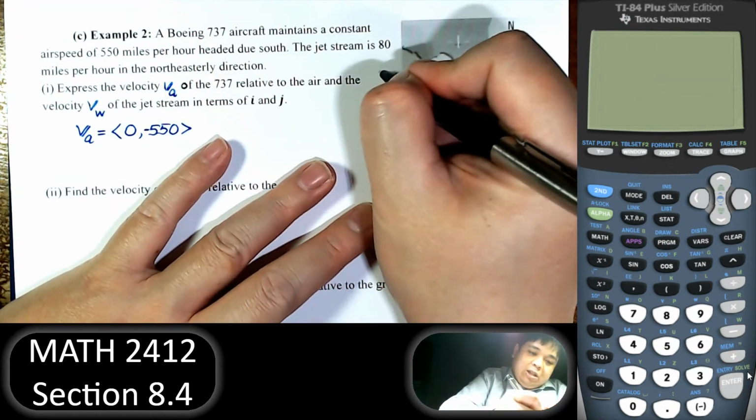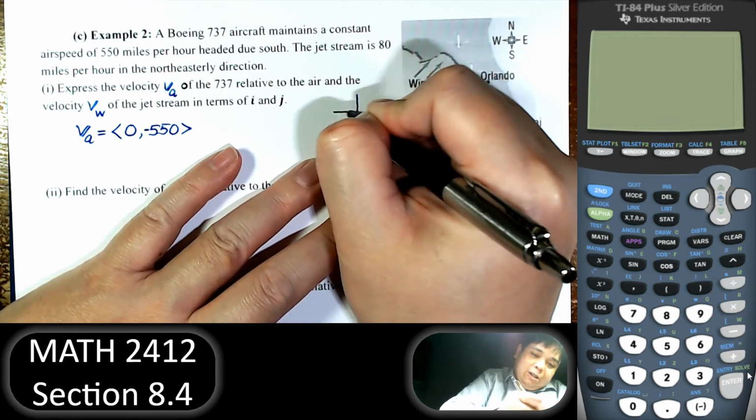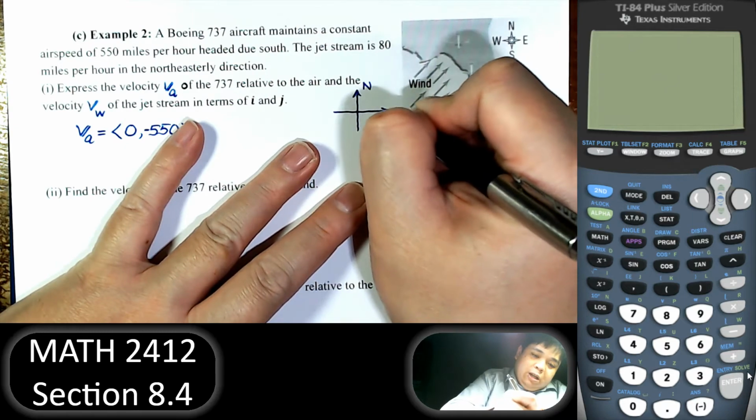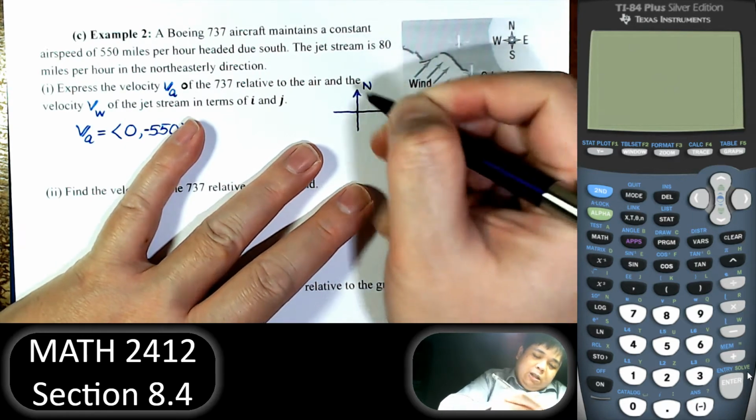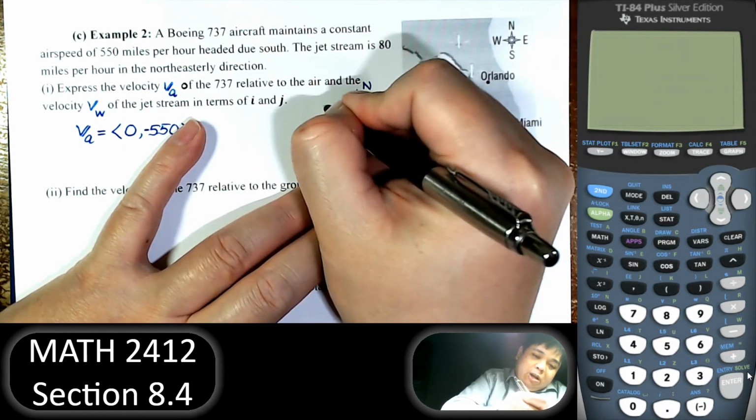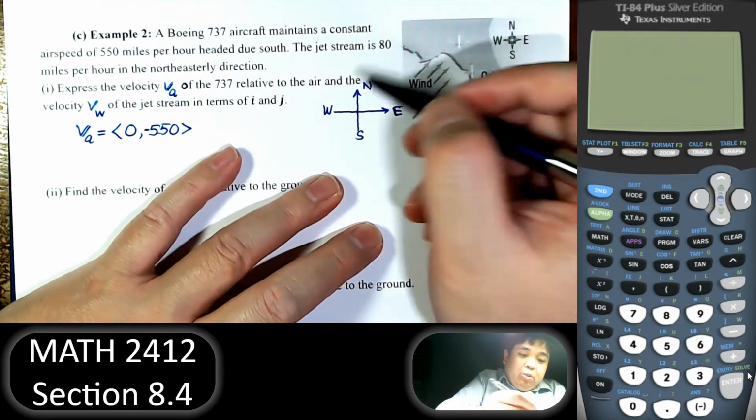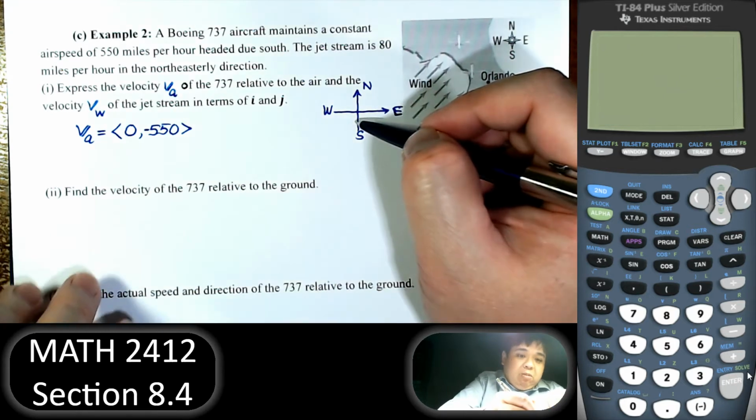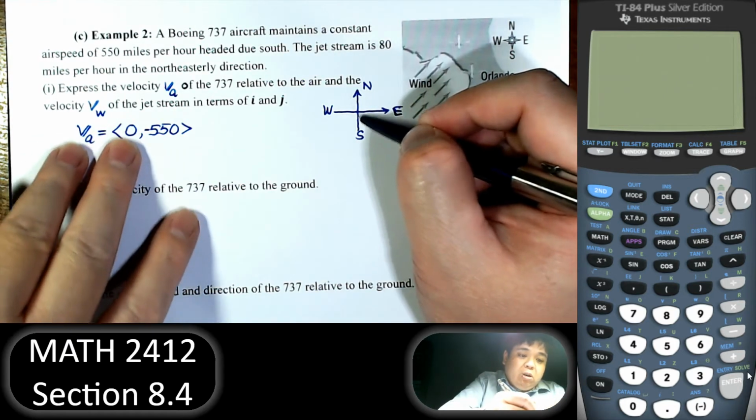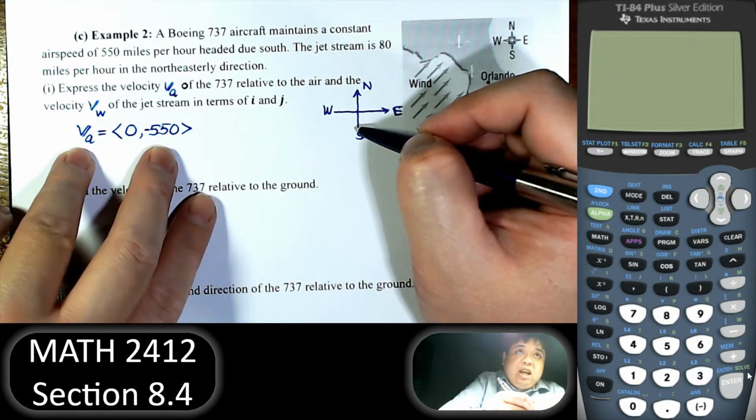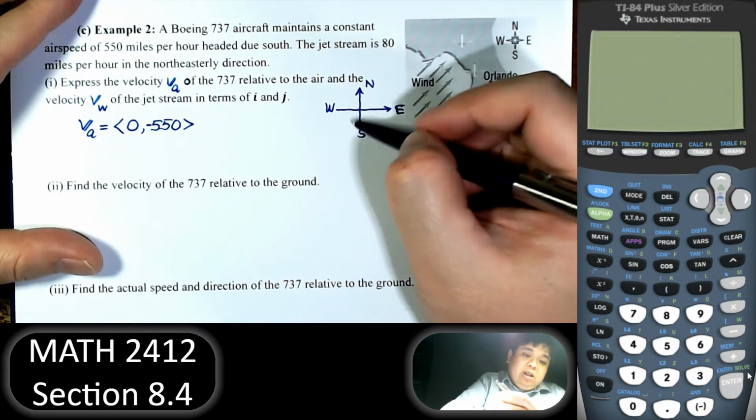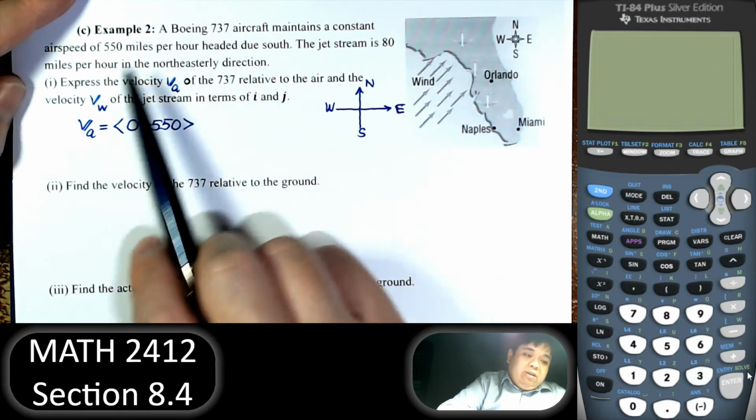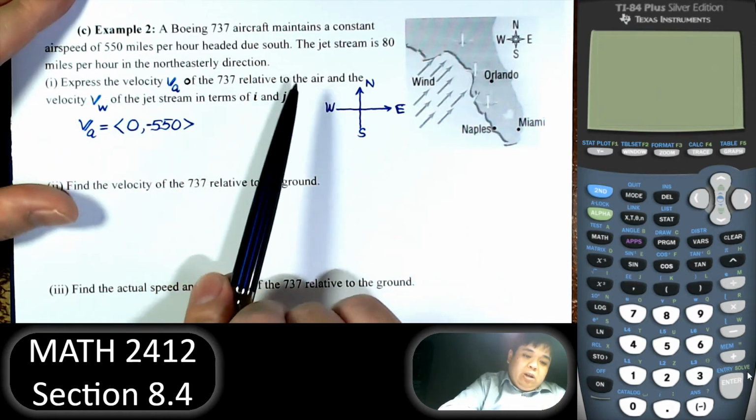Right, so let's just draw the vector here, because north is up, south is down. If we go south, we don't go any left or right, so that is 0 horizontal component, and the vertical component is negative 550, so that's going down. So that is the velocity of the aircraft with respect to the air.